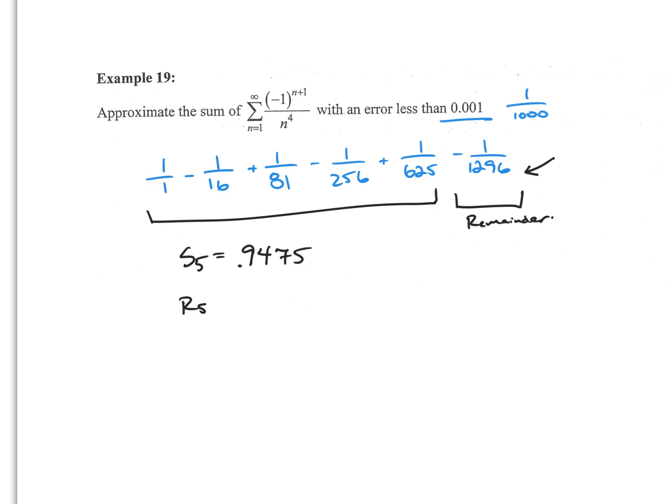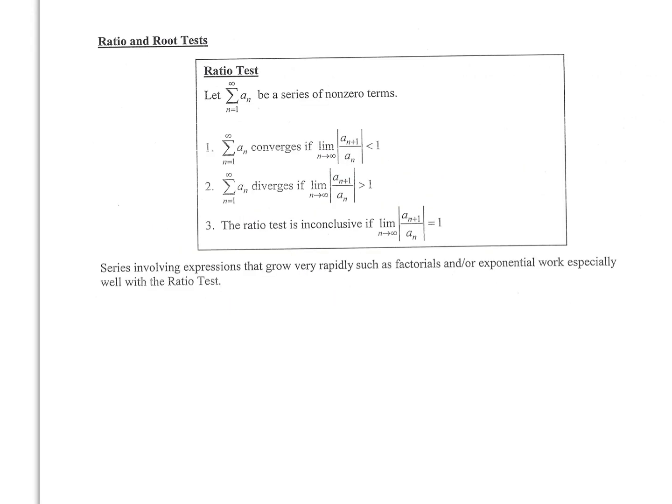It is my 6th term, but my remainder sub 5 is less than or equal to this 1 over 1,296, all right, which is less than what? What did I want it less than? This 0.001, all right? And so my remainder is going to be less than that 0.001. Pretty good? All right.